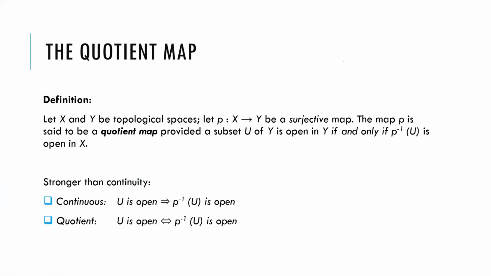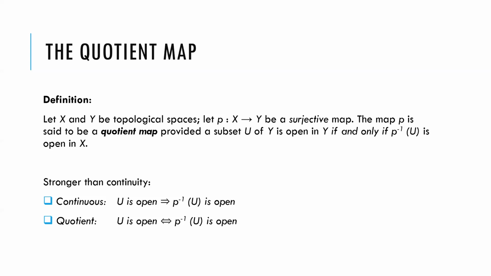So our definition for a quotient map is: if X and Y are topological spaces and P mapping X into Y is a surjective map, then P is a quotient map provided that a subset U is open in Y if and only if its inverse image is open in X.